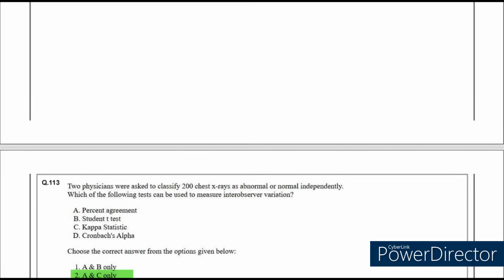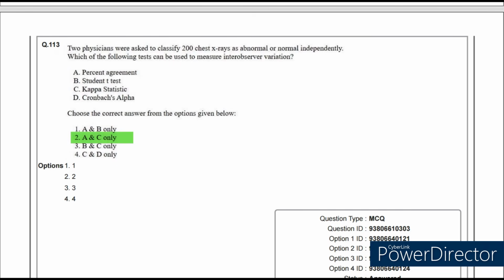And now coming to question number 113, which is a question on tests to measure the inter-observer variation. Correct options are percent agreement and the kappa statistic. So option A and option C.